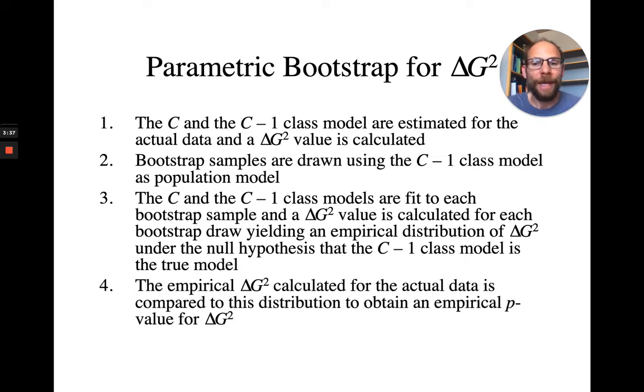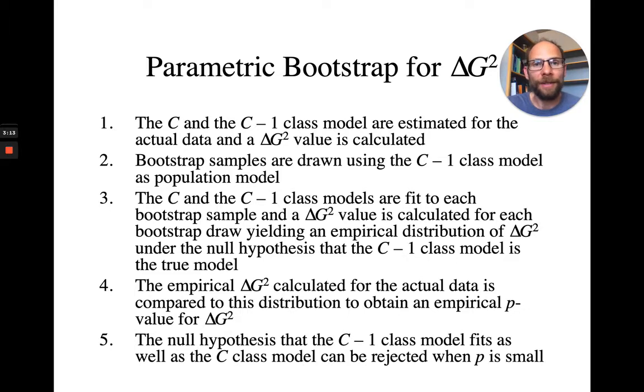Then we can compare our empirical chi-square difference value that we calculated for the actual data to this empirical distribution for the delta G squared. So we're basically generating our own distribution of our test statistic and then comparing our obtained difference value for the real data to that simulated distribution.